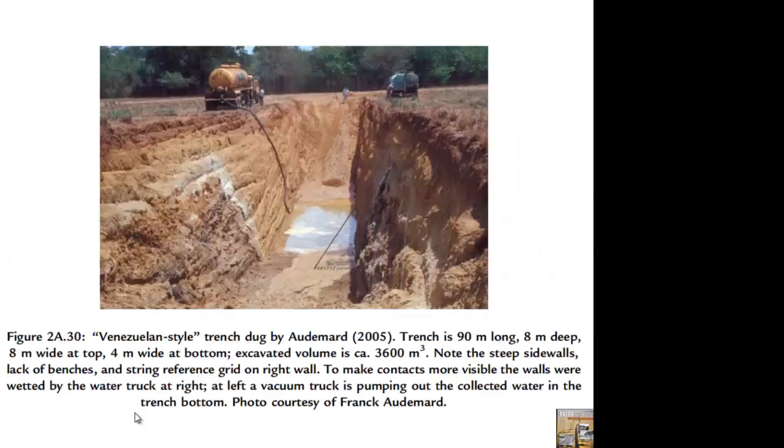So here's a big one from Venezuela. You see that's 90 meters long, 8 meters deep, and 8 meters wide at the top to 4 meters at the bottom. So this is just a huge trench, and one pump, the left side truck, is sucking the water out to keep it dry, and the right side truck, they were spraying water on the wall to try to make the layers more evident. So putting on a light water coating can be a good idea.